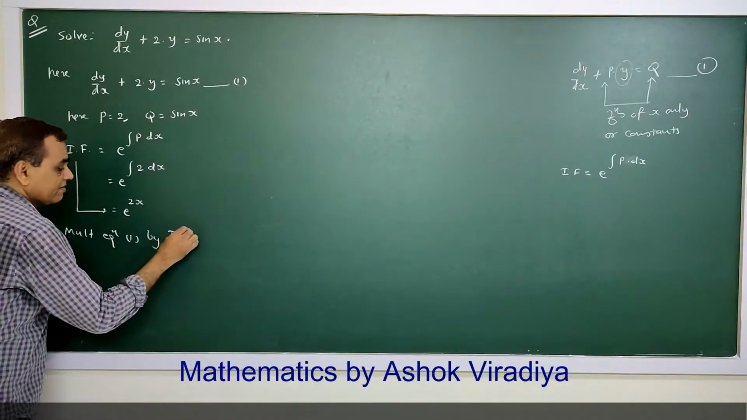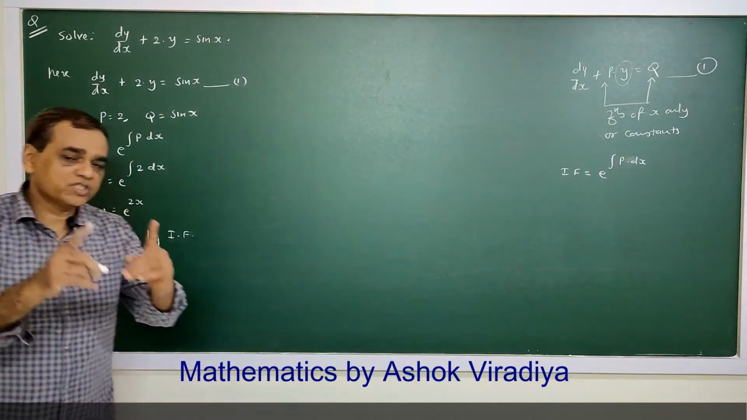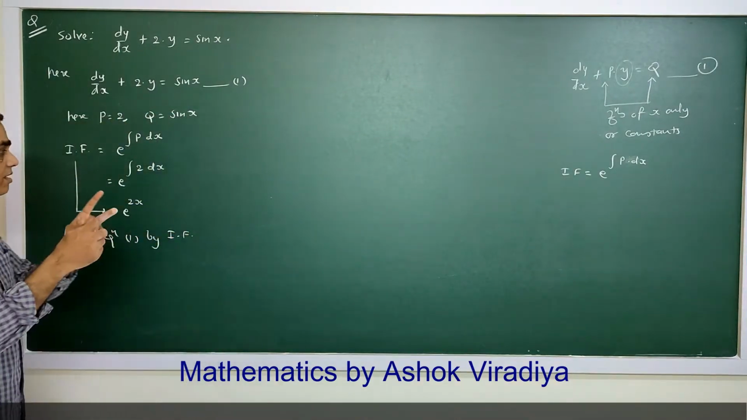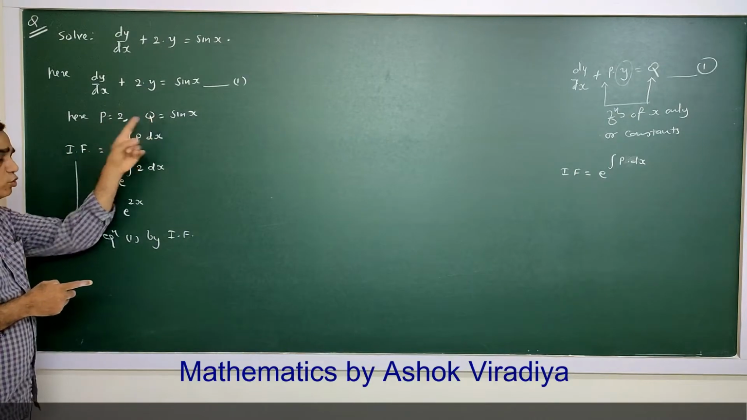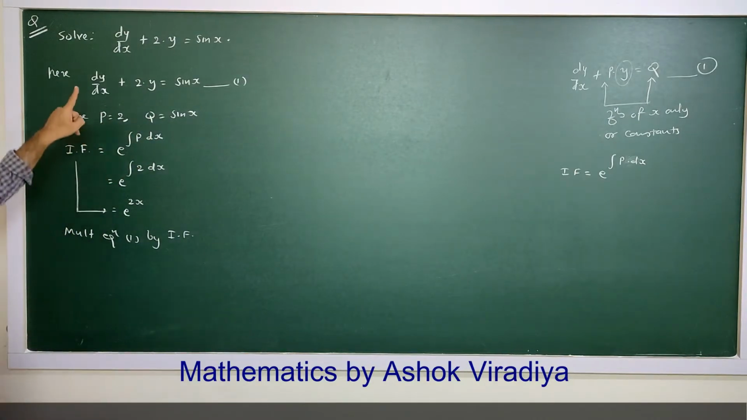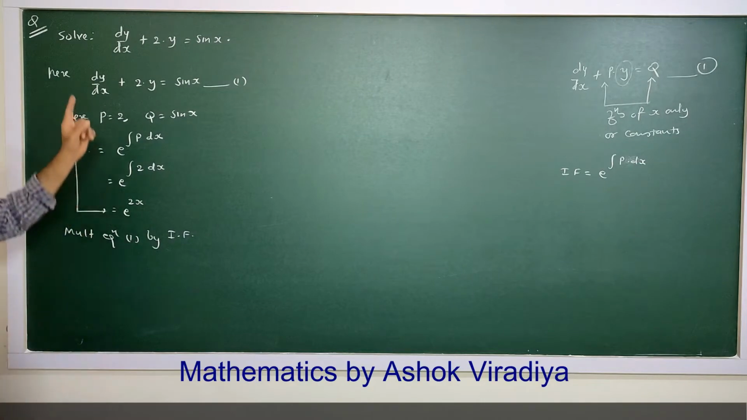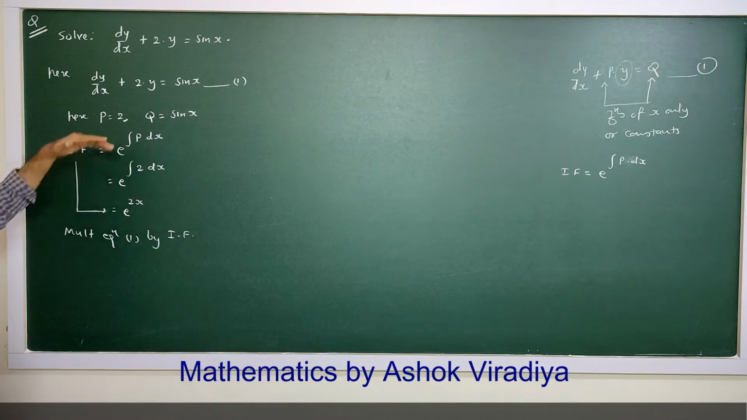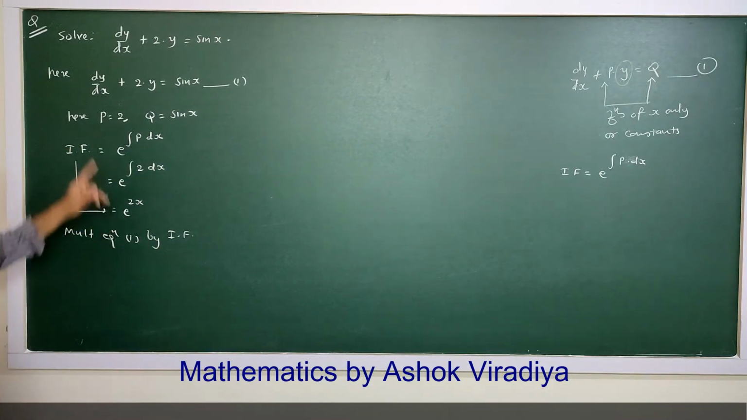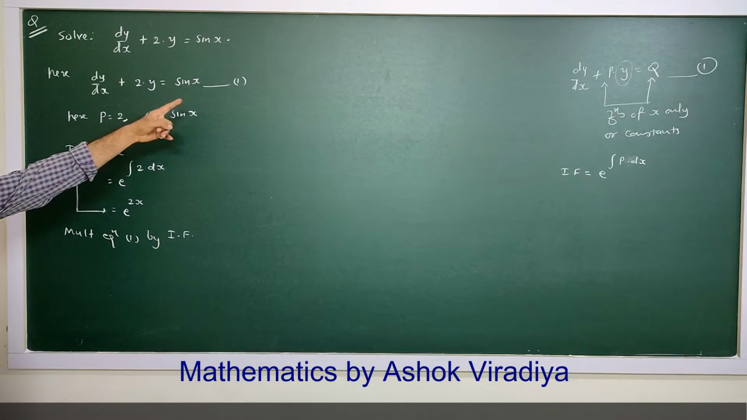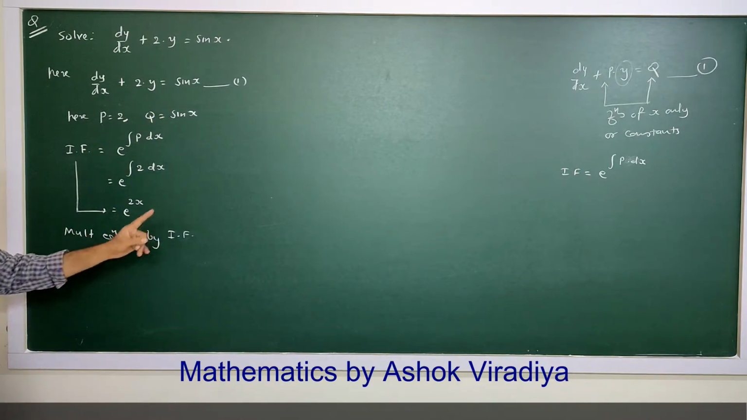by the integrating factor. In this procedure, always remember that before you take the values of p and q, check whether the coefficient of dy by dx is 1. No number should be with dy by dx. If anything is there, then first of all you have to remove that number. So after getting this form, start the procedure. We call this equation 1. To this equation we multiply the integrating factor.